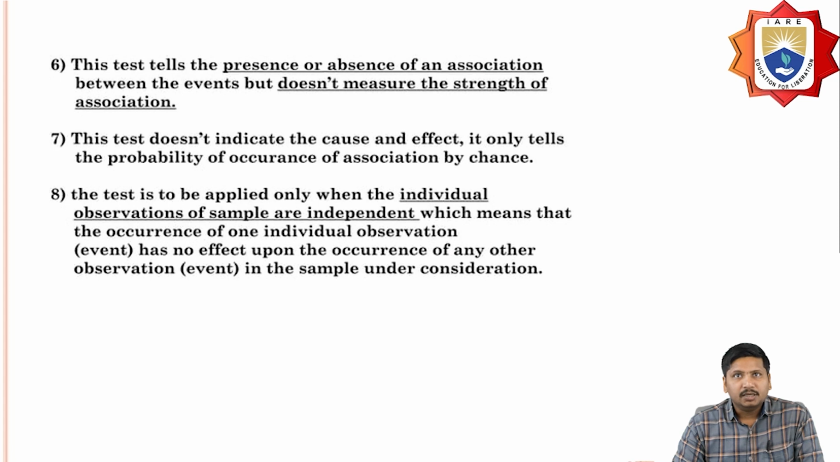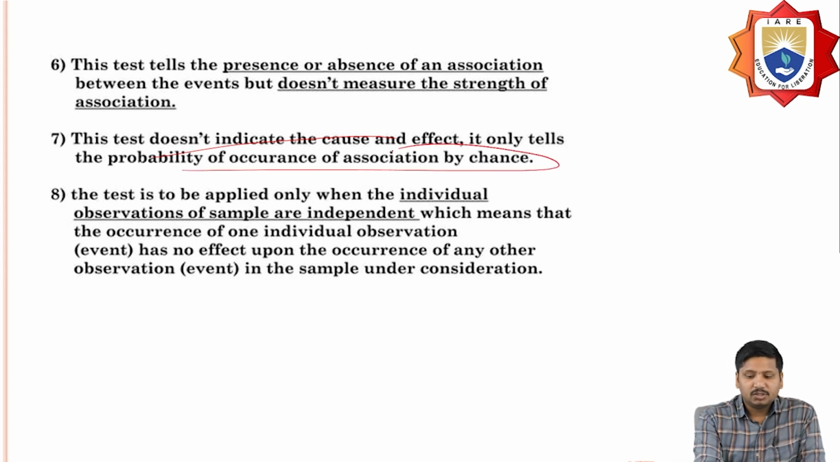And this test tells the presence or absence of association between the events, but does not measure the strength of association. And this test does not indicate cause and effect, so it only tells the probability of occurrence of association by chance. And this test is only applied when the individual observations of the sample are independent, which means that the occurrence of one individual observation does not affect the occurrence of another observation.